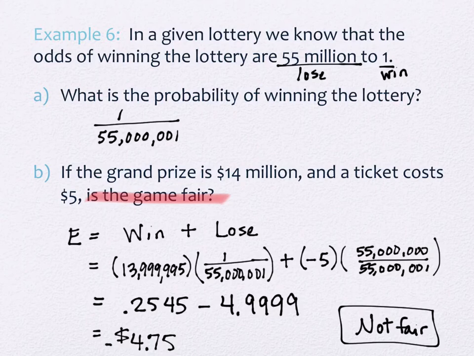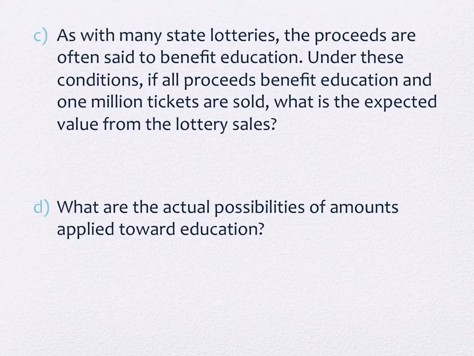Now, it's very interesting, though, because I mentioned earlier that many state lotteries' proceeds are said to benefit education. So under these conditions, if all the proceeds benefit education and 1 million tickets are sold, what is the expected value from the lottery sale? So if the expected value of 1 ticket is negative $4.75 to the consumer, then that means that's the money going in the pocketbook of the person running the lottery, right? The state, the way that we've described it. $4.75 per ticket, but we have 1 million tickets, so what would we actually have to do to find out how much money is being made?